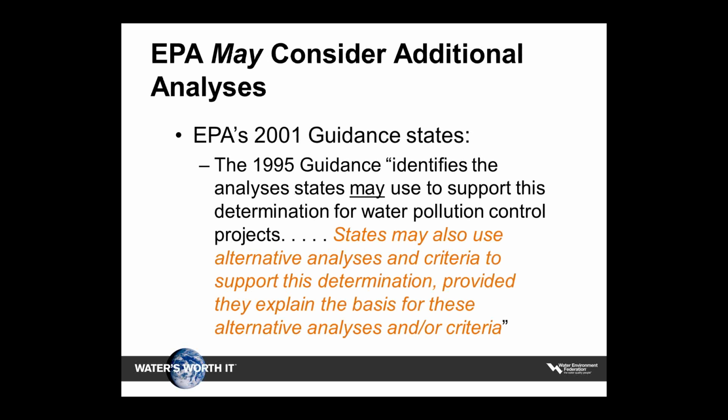One of the really important things in the guidance, as articulated in EPA's 2001 version of it, though also mentioned in the '95 guidance, is that states and utilities as well can use different approaches, alternative analyses and criteria to support their determinations, and explain why these alternative analyses make sense. And that's really where we're heading, is to say the 2% rule and the financial capability indicators are very limited and oftentimes misleading indicators, and there are other indicators that you can use.